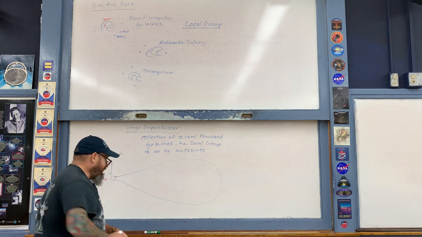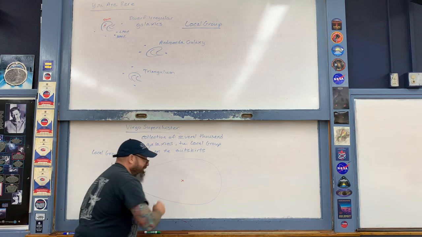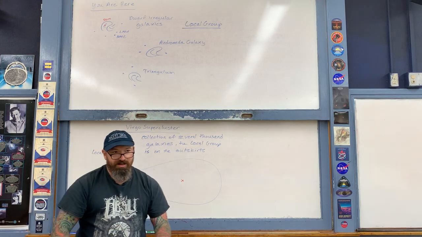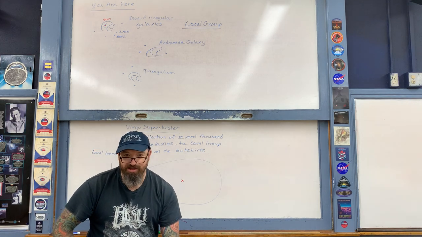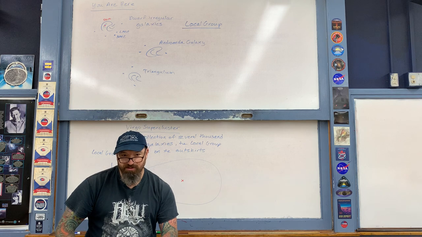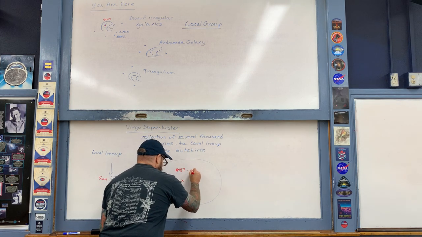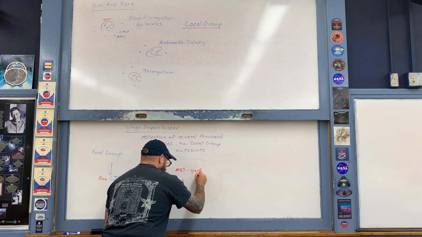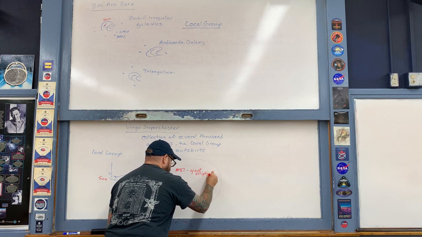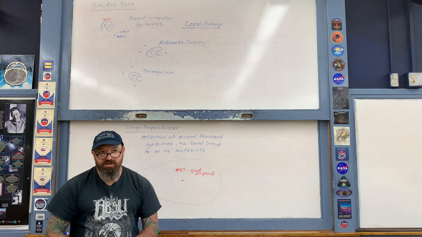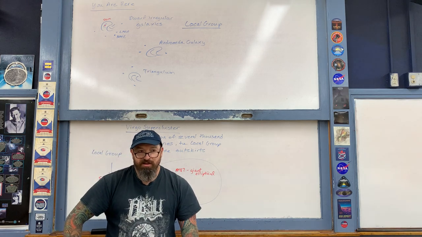Okay, now, right near the center of the Virgo supercluster lies a gargantuan giant elliptical galaxy that's referred to as M87. M87 is a giant elliptical galaxy, so it's not a spiral galaxy like the Milky Way. It's basically a huge ball of stars.